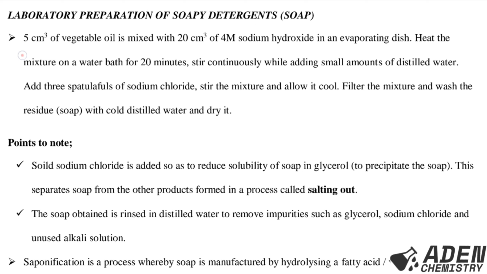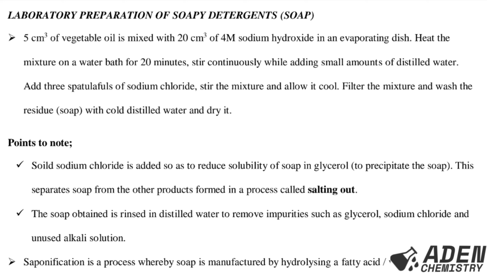Next, let's proceed to the laboratory preparation of soapy detergent, or soap. 5 cm cube of vegetable oil is mixed with 20 cm cube of 4 molar sodium hydroxide in an evaporating dish, and we heat the mixture on a water bath for 20 minutes. Stir continuously while adding a small amount of distilled water. Next, add 3 spatula fulls of sodium chloride, stir the mixture and allow it to cool. Then filter the mixture, wash the residue, that's the soap, with cooled distilled water and dry it.